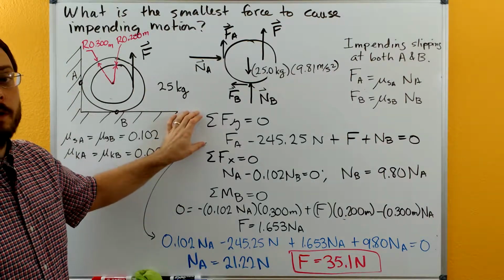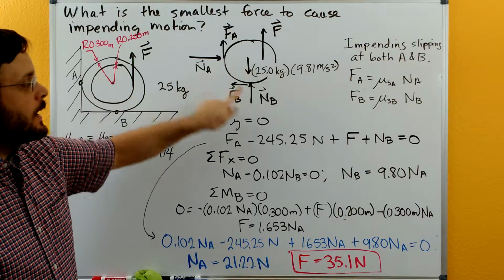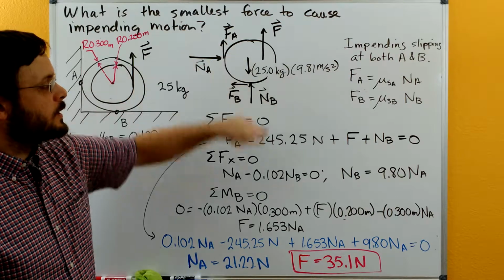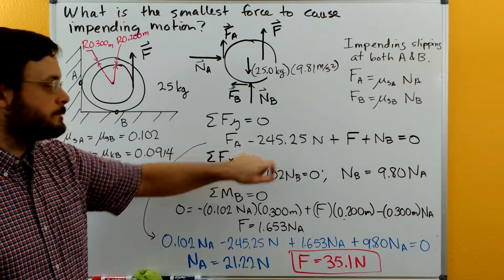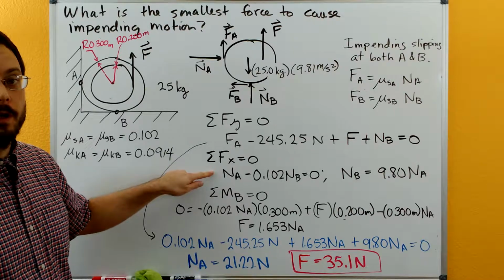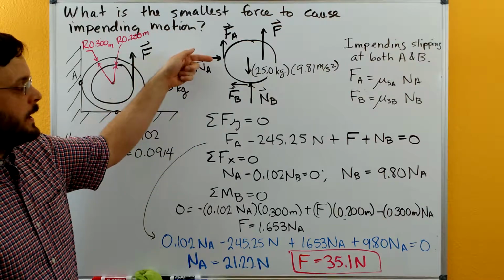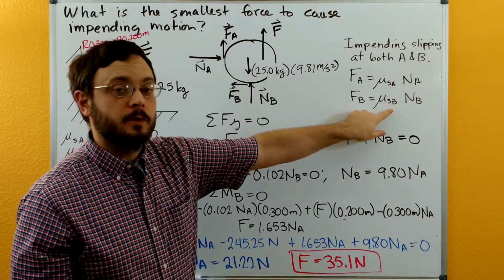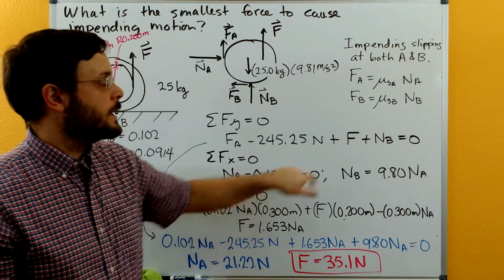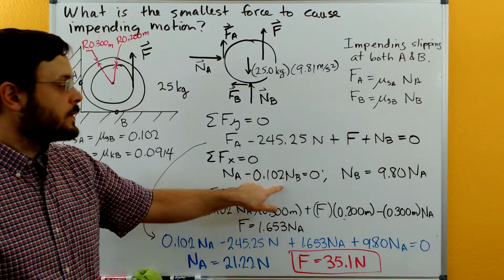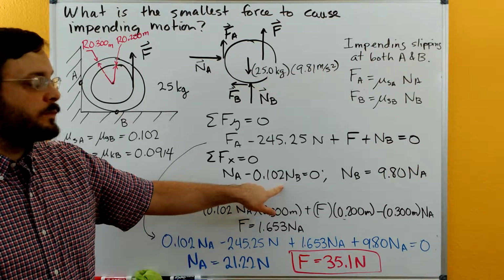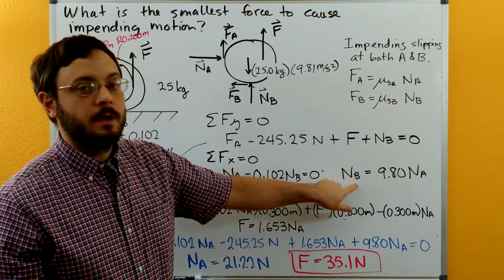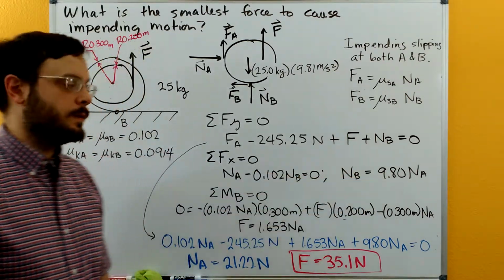Here's the sum of forces in the y direction. So we have FA, we have NB here, we have positive F, and then we have the negative weight of 245 newtons. Then we can do sum of forces in the x direction. So we'll have NA, and then we'll have negative FB. Remember though, FB is equal to that coefficient of friction, the 0.102 times the normal force at B. So we can go ahead and make that substitution into the sum of forces in the x direction, and then divide through by the 0.102, and we'll get NB is equal to 9.80 NA.